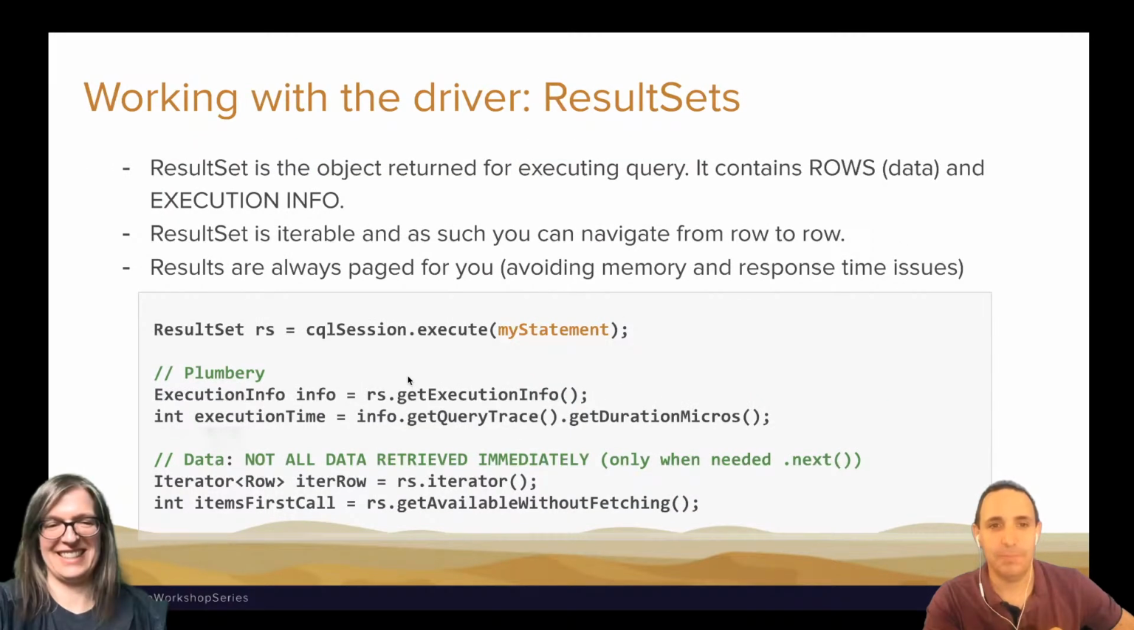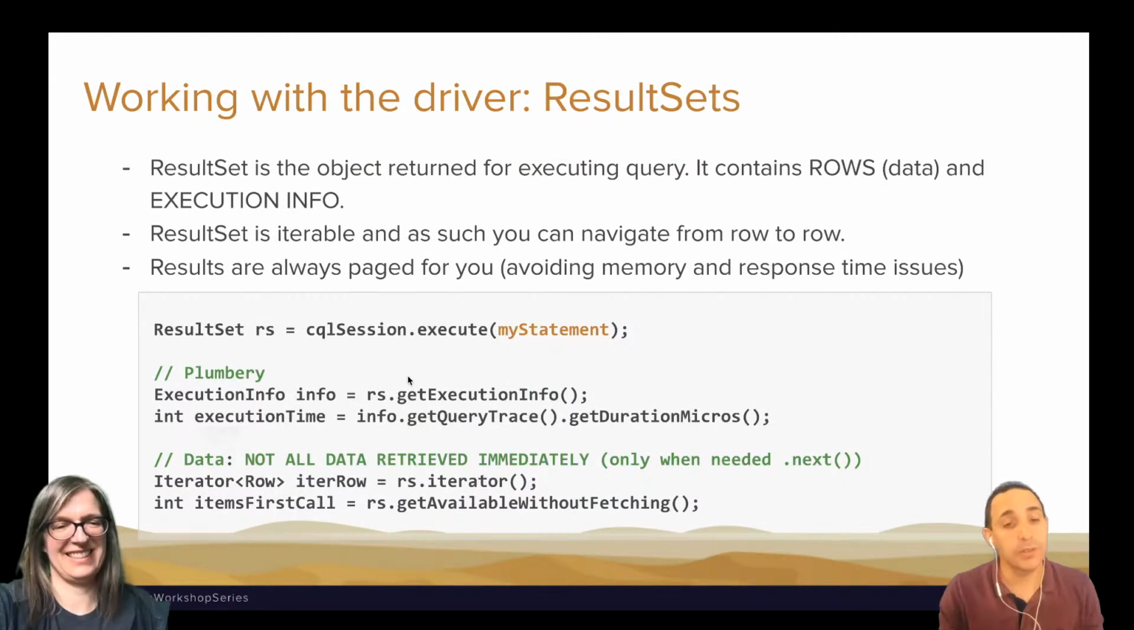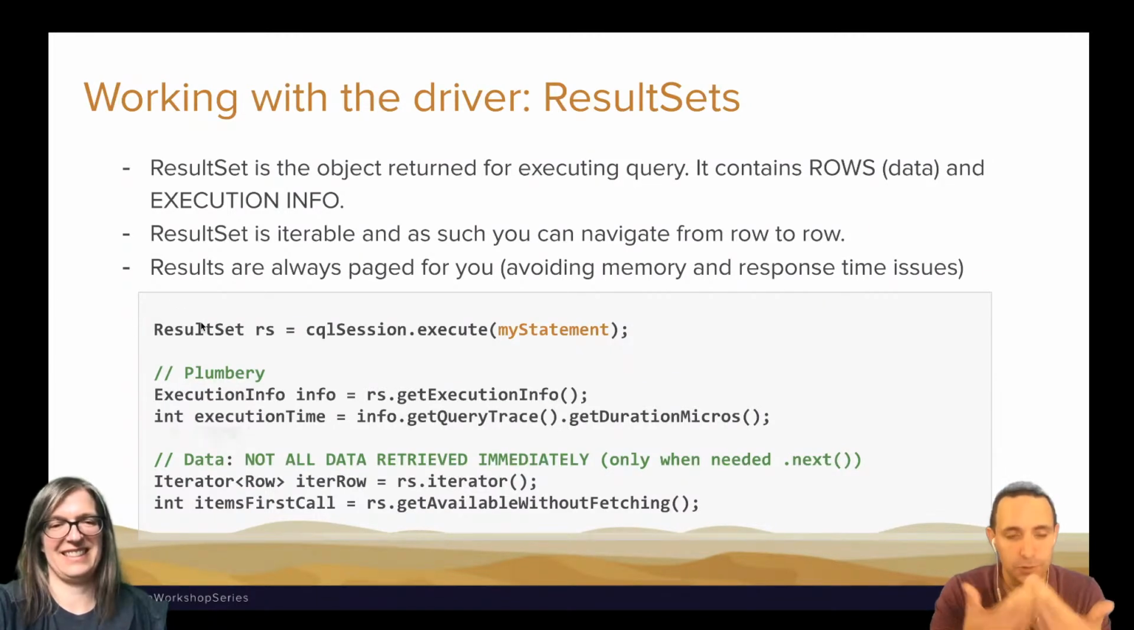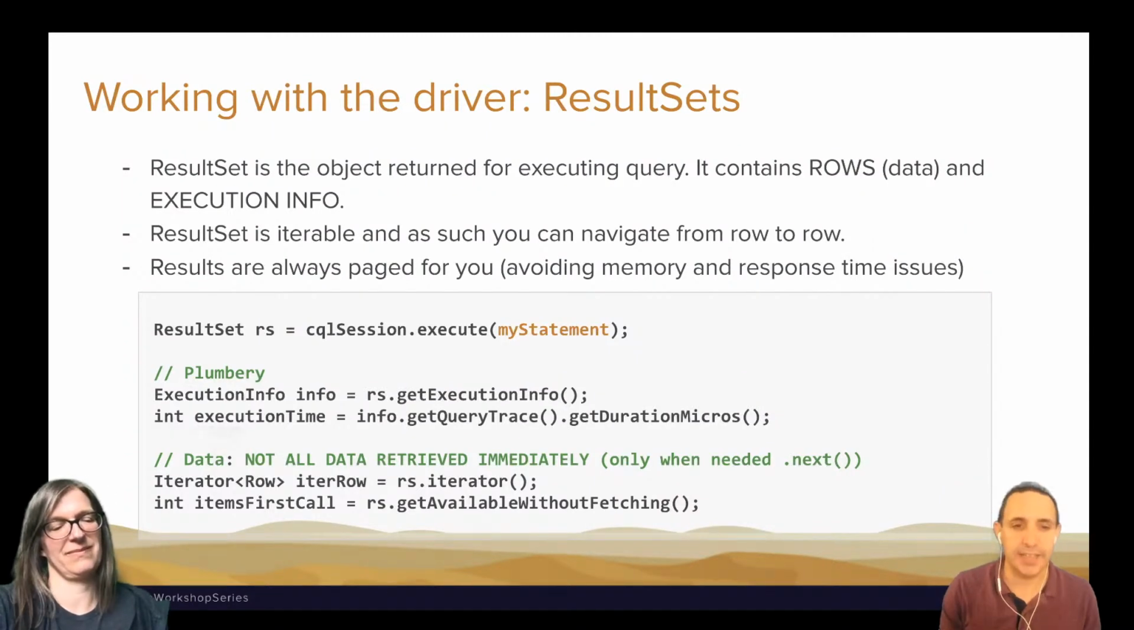Okay, so you execute some statements. As a result, you will get an object named a result set. In there, you have two parts. One is what I call plumbery, where you get all the execution info: was the query successful or not, how much time did it take, was it applied. Okay, plumbery.